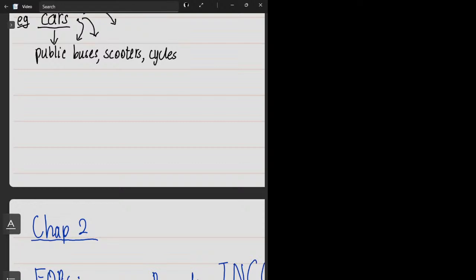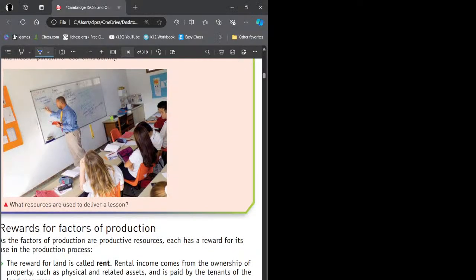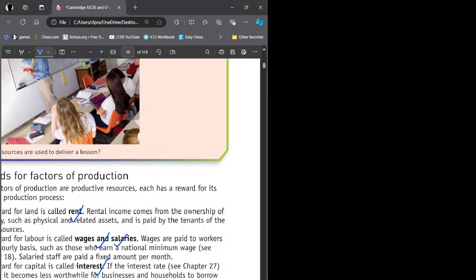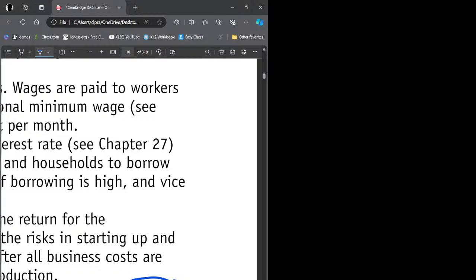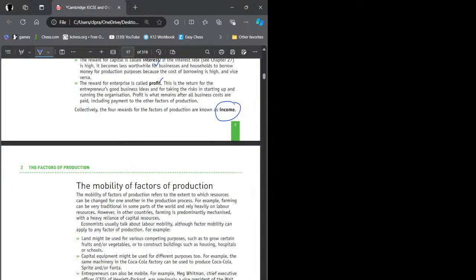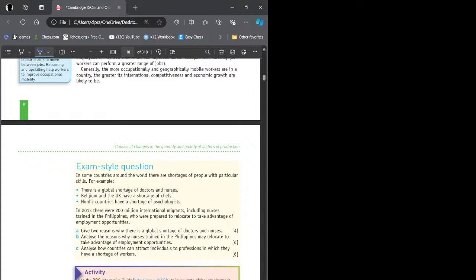Capital gets its reward or income from interest, and enterprise gets from profits. Let's check if those are correct. So rent, wages and salaries, interest and profit, and it's together known as income. Great. Then mobility. Okay. Then what else do we have?